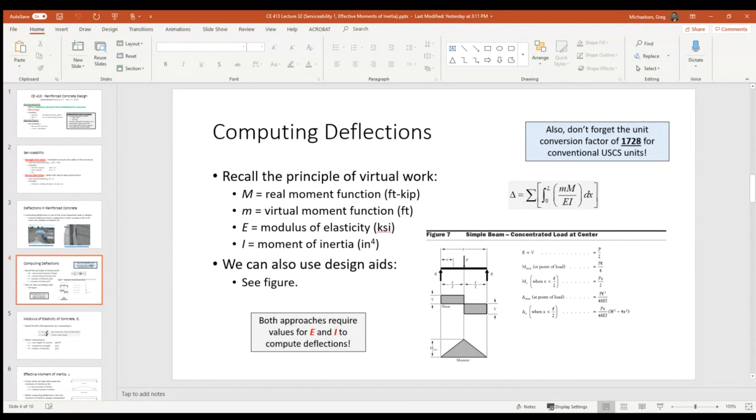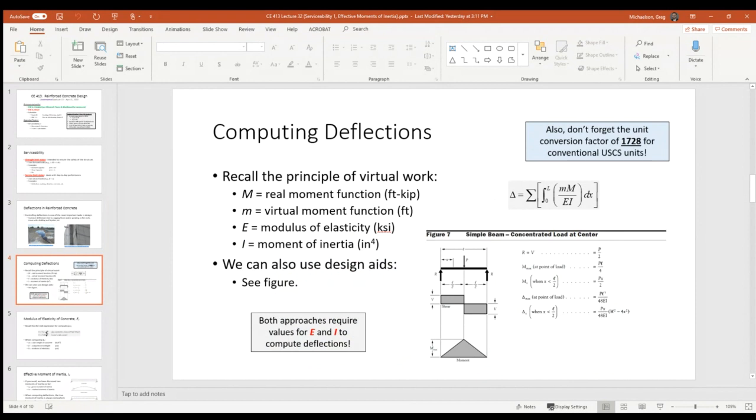If you want to compute deflections, there's a couple of ways to do it. The first way is to actually derive it, using the principle of virtual work. Does everybody remember that formula there in the gray? I know it's been a while, but that's how we would determine deflections in structural analysis. We would take the real moment function and the virtual moment function, integrate across the entire span, and our deflection would be the sum of those integrals divided by EI. Remember, E is the modulus of elasticity, and I is the moment of inertia.